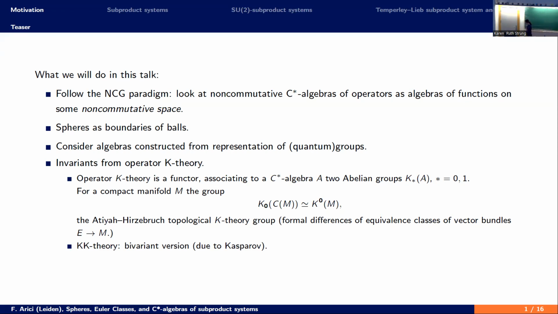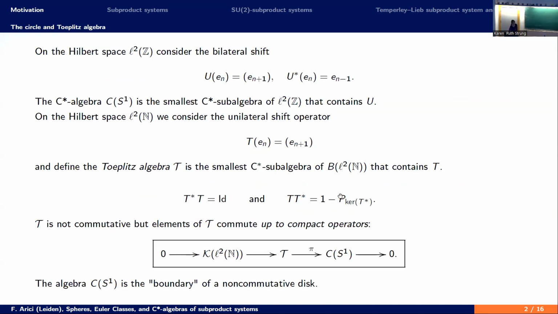So now that I've given you a teaser of what I'm going to talk about, I want to start with my favorite exact sequence of C-star algebras. Remember, we are thinking of C-star algebras as non-commutative spaces. So I'm going to introduce you to two non-commutative spaces, namely, well, one is actually commutative, the circle, and the other is the non-commutative disk.